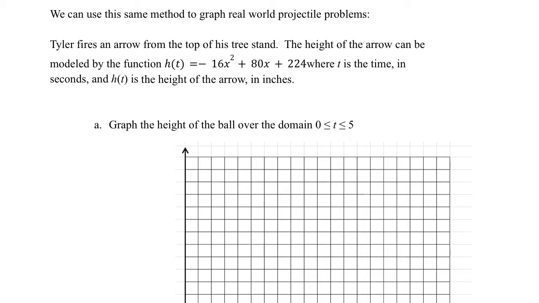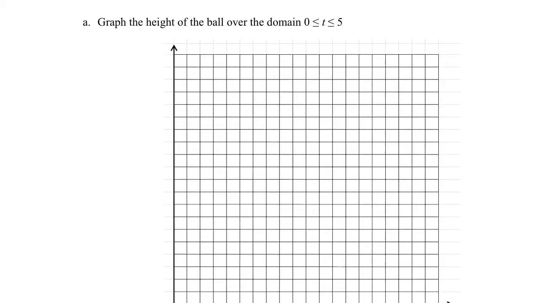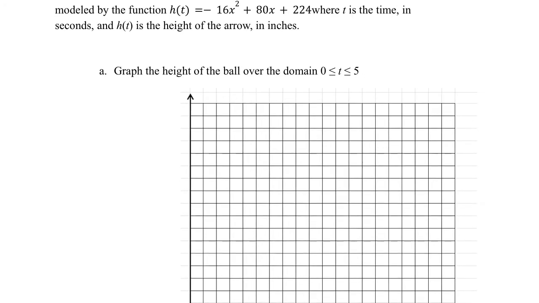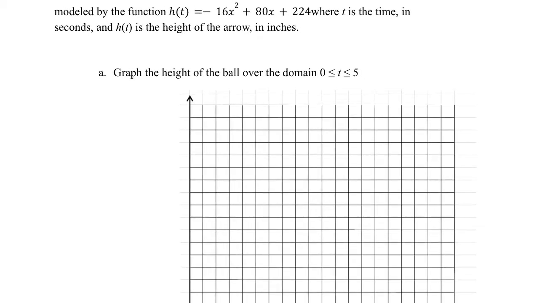So notice that we are graphing the height of the arrow, not the path of the arrow. Now, as it turns out, the path of the arrow is pretty similar, but it's important that you understand that we're not graphing the path of the arrow. We are graphing the height of the arrow. Okay, so let me get all my information here.